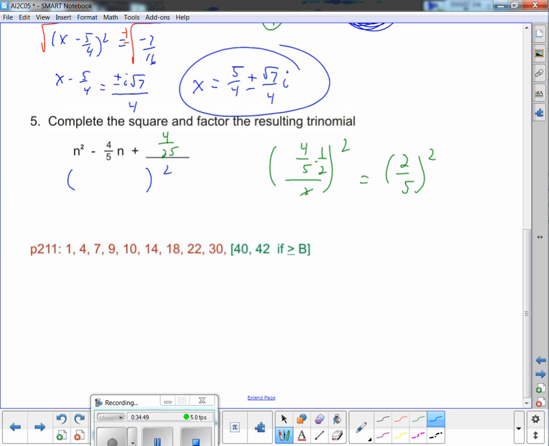All right, square root of the first, sign of the middle, square root of the last, right? So n minus 2/5 quantity squared when you factor.